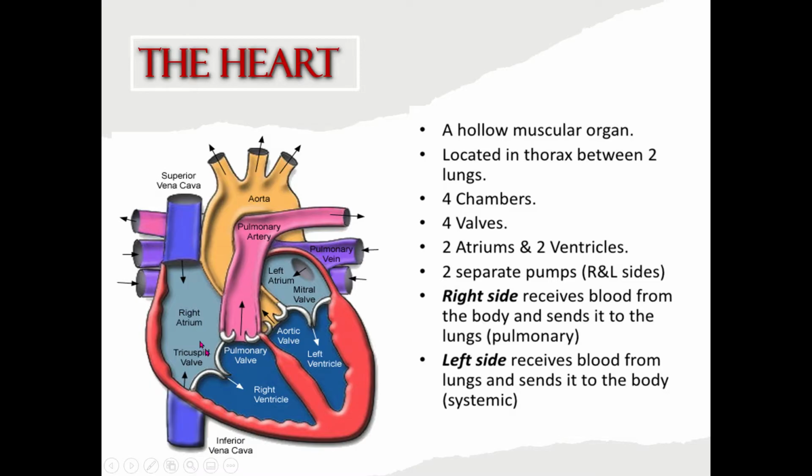One is located between the right atrium and right ventricle, and this is the tricuspid valve. And you must know the function of the valve is to prevent the backflow of blood in any direction. For example, the tricuspid valve will prevent the backflow of blood from the right ventricle to the right atrium. And then the other valve is the pulmonary valve.